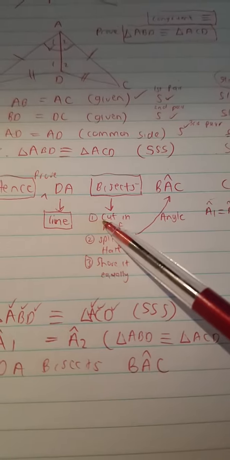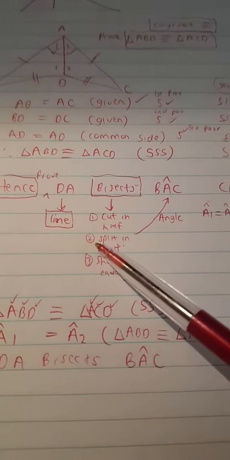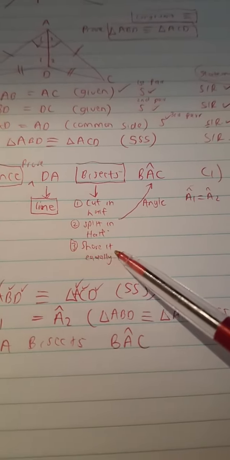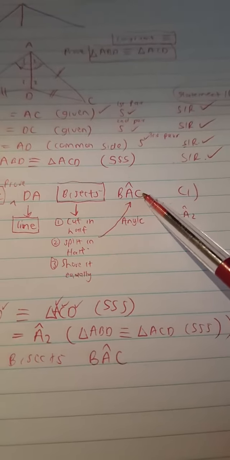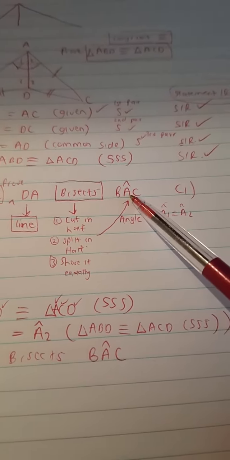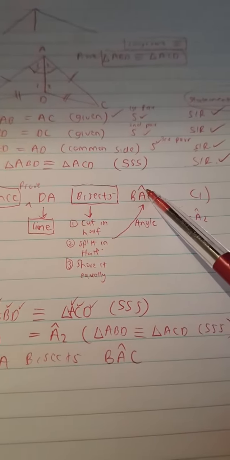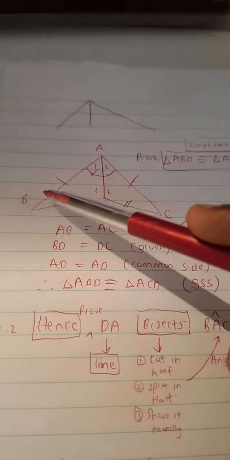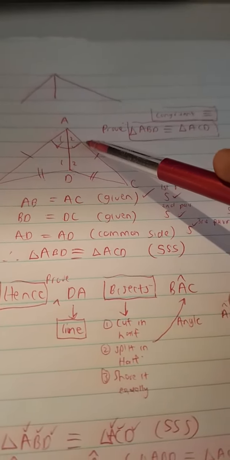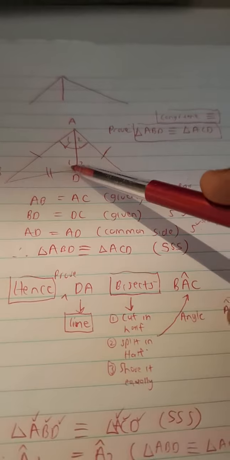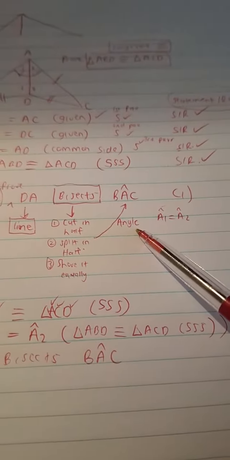We've just unpacked that bisect means cut in half. It means to split in half. It means to share something equally. We are sharing equally who? BAC. We want to prove that DA actually cuts angle BAC. What is BAC? This entire angle can be cut in half. In other words, A1 and A2 are equal. We want to prove that.